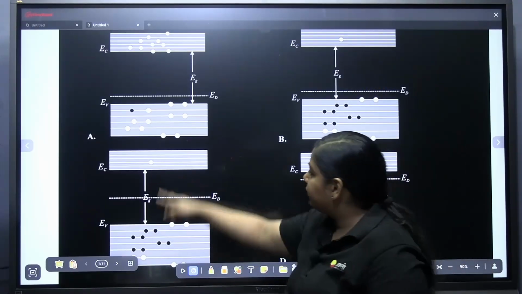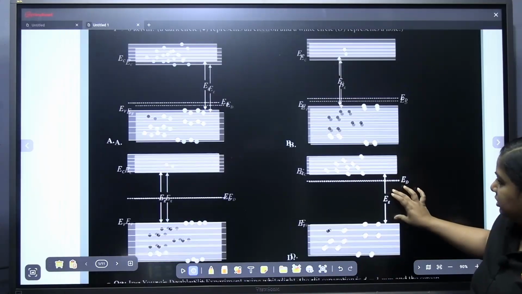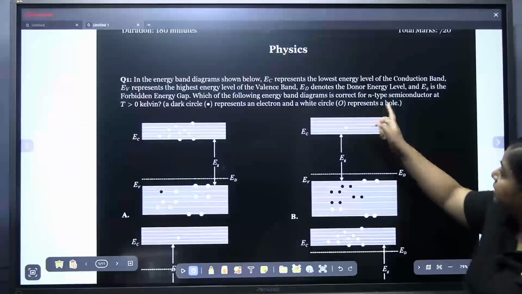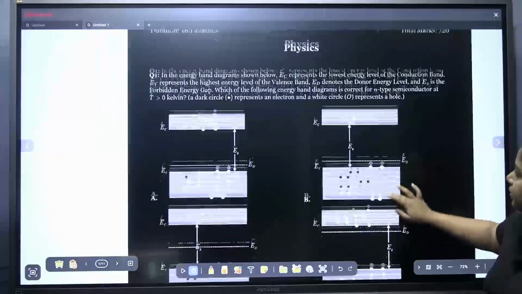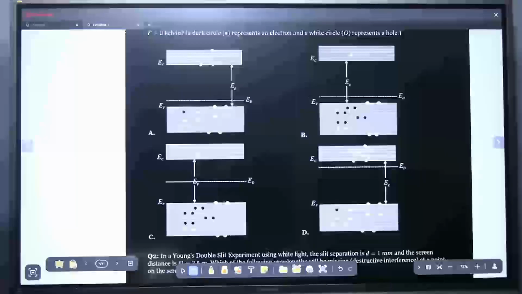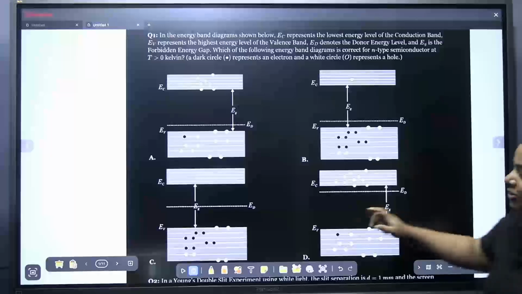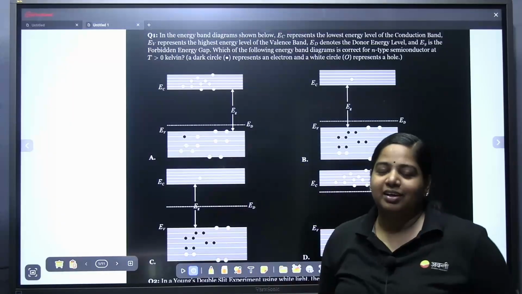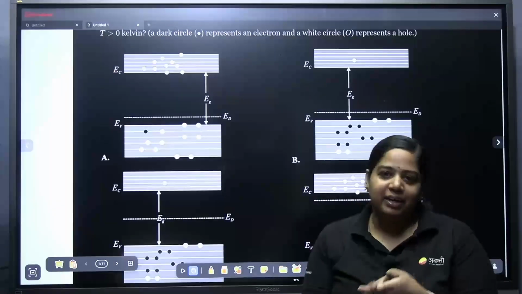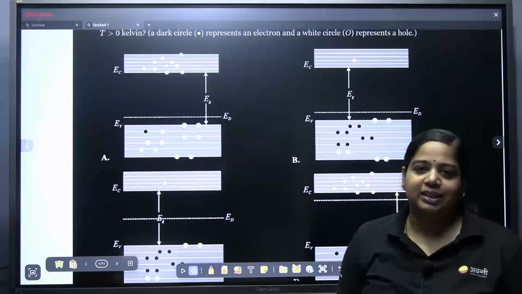Next, you can see here also one hole is there. Last one you can see that, sorry, actually what have they given? White circles represent a hole. Oh, okay, sorry, I inverted the PDF color, sorry for the misunderstanding. So here white means electrons and black means holes.